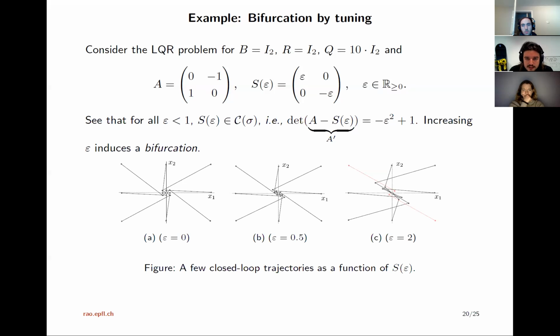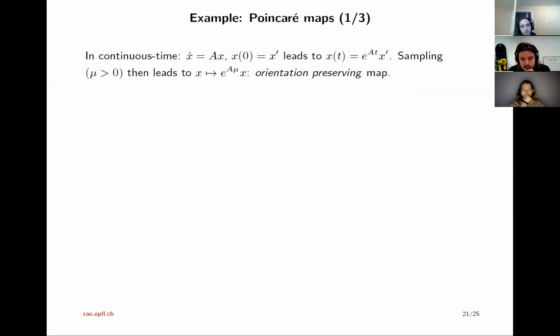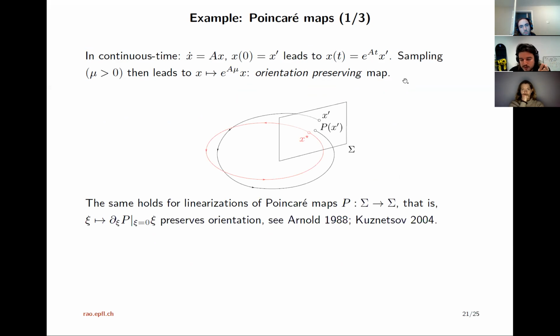Now there's a different field where you can apply these same ideas as well, and that's actually in the continuous time case. Let's say you have a simple linear differential equation. If you would sample this thing, it would give rise to this discrete, or this time one map, which is always orientation preserving. And actually the same holds locally for Poincare maps as well.